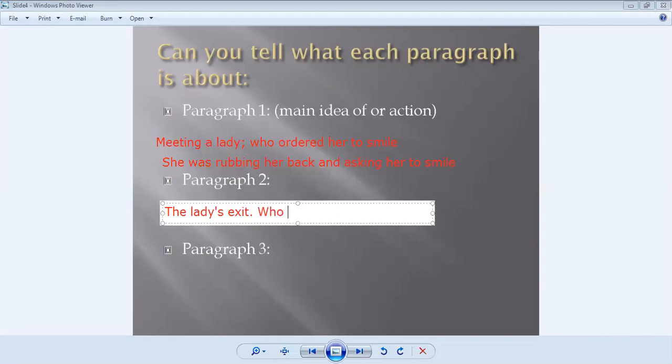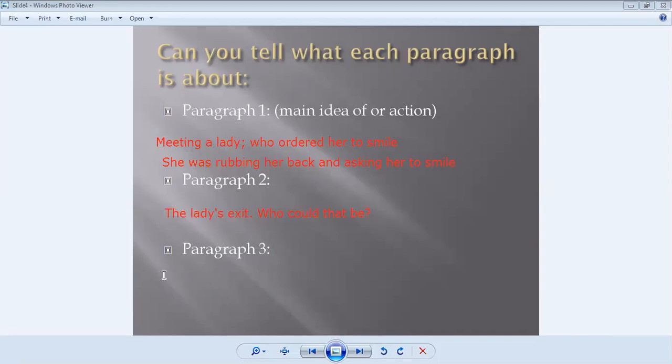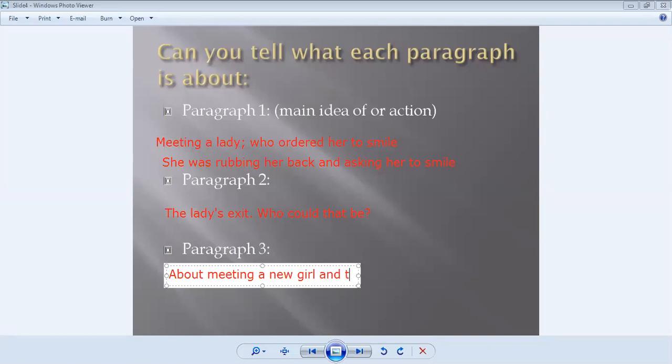Who could that be, the lady? Okay, last part, the third paragraph was about what? The introduction of the girl who opened the... A new girl, and their meeting, right? Their first meeting. Okay, very good.